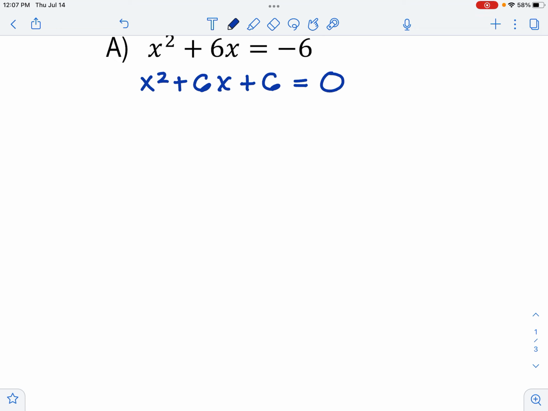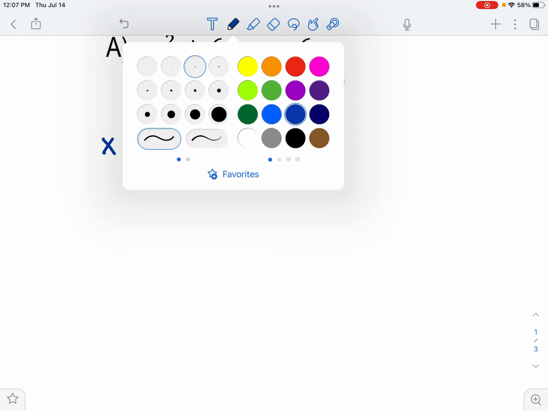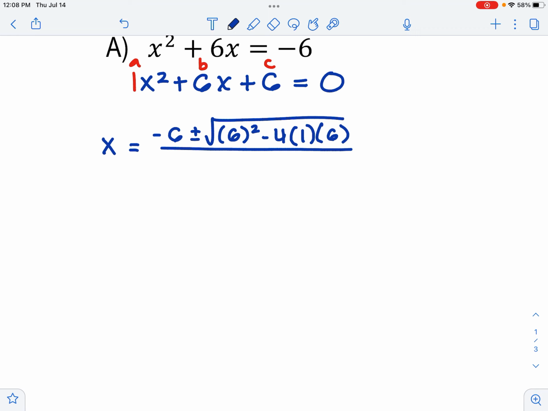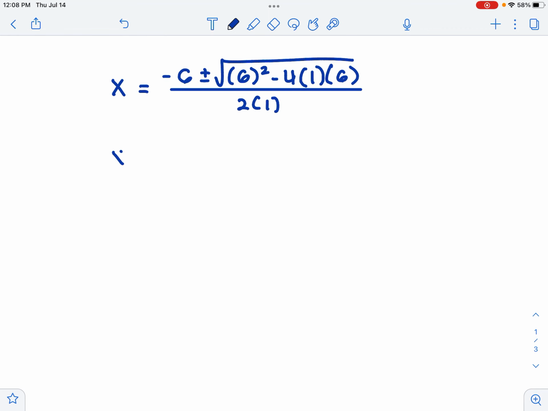All right, so quadratic formula, x equals the opposite of B, so that's negative 6. Remember, this is A, B, and C. So we have the opposite of 6, which is negative 6, plus or minus the square root of B squared, so in parentheses 6 squared, minus 4 times A, which is 1, times C, which is 6, all over 2 times A, which is 1. Time to clean it up.